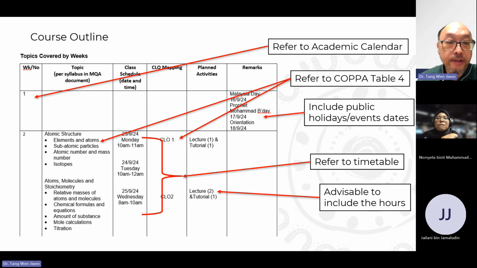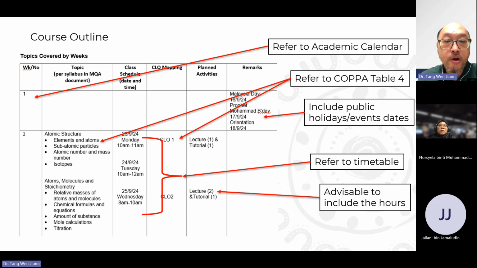And the activity, okay, during that slot. So what do we do, is it a lecture, is it a tutorial? As you can see from this example here, I have the hours, 2 or 1. So this is advisable to include. If you don't have, it's fine. But normally in our COPPA, we have to fulfill certain hours, correct? Like the SLT and things like that. So if we put in the hours over here, at least during the planning, we know whether or not we fulfill, whether or not we need extra slots and things like that. From the beginning itself, we already know.